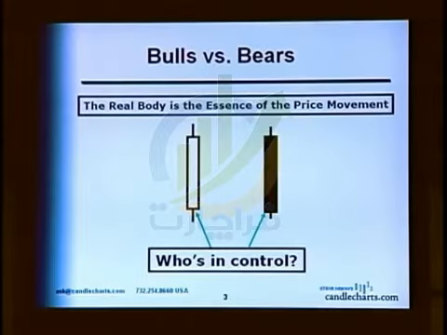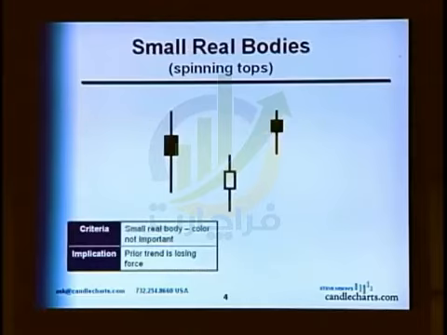A long black real body, obviously the bears are in charge. Now, as the real body gets smaller and smaller, we wind up with what the Japanese call spinning tops. These are just small real bodies. And what's wonderful about the candlesticks is that they alert you to subtle changes in the markets, the supply-demand situation.